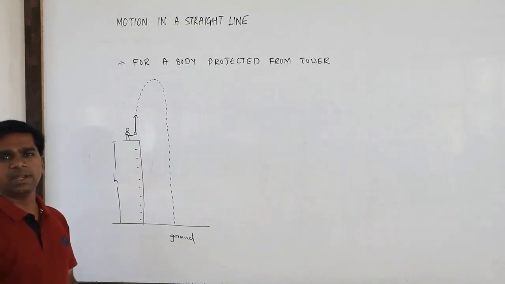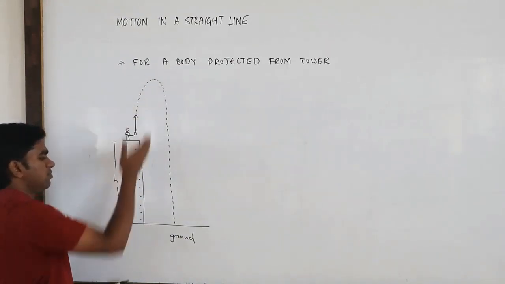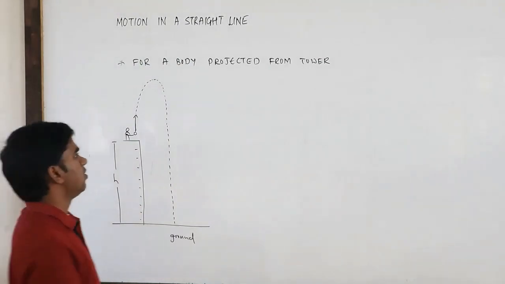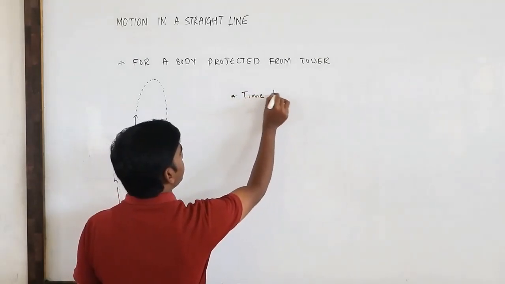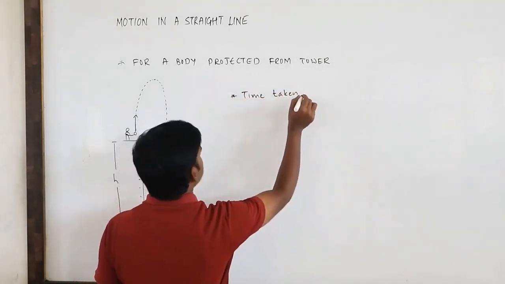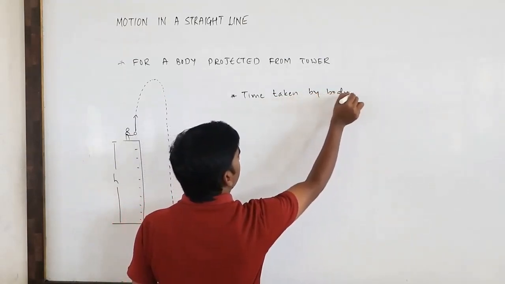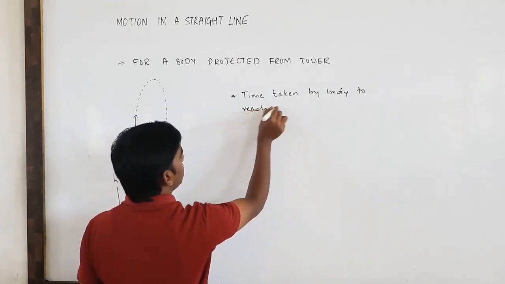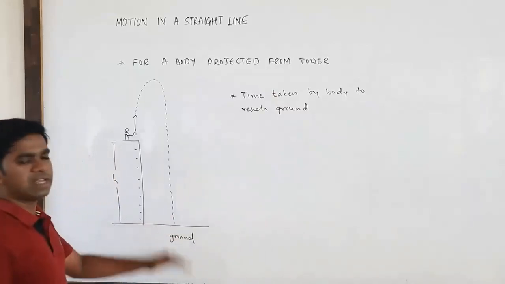What are the motion parameters? How much height it will reach from the tower or from the ground. Very important is the time taken to reach the ground. First I will go with that only: the time taken by the body to reach the ground. To reach the ground, not the tower, the surface of the earth.